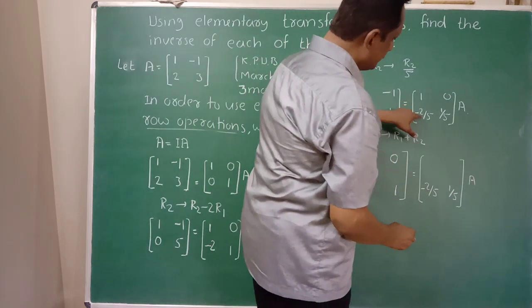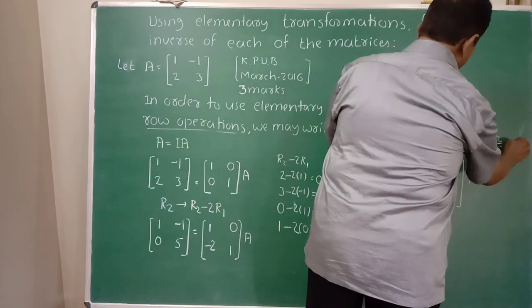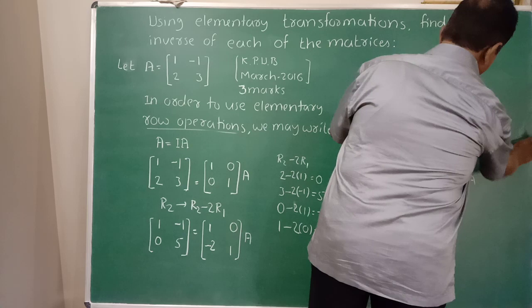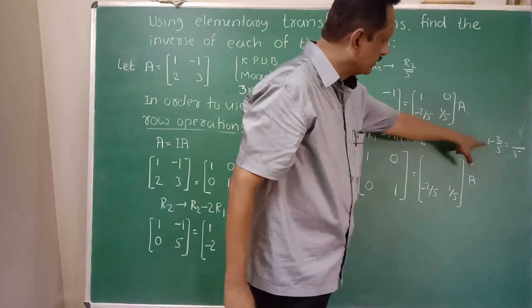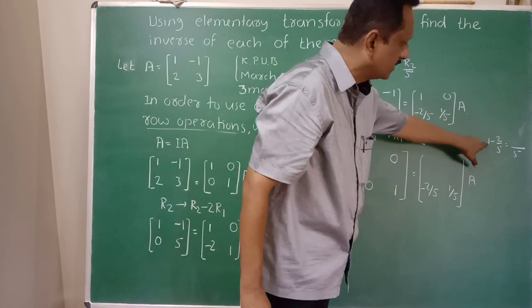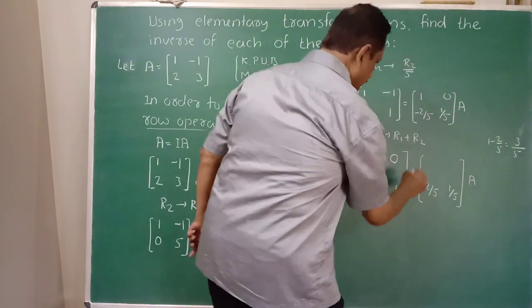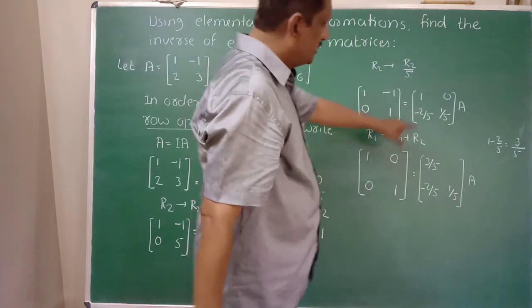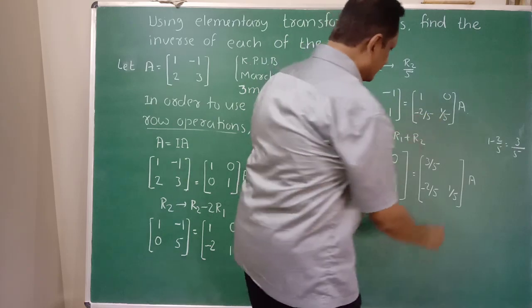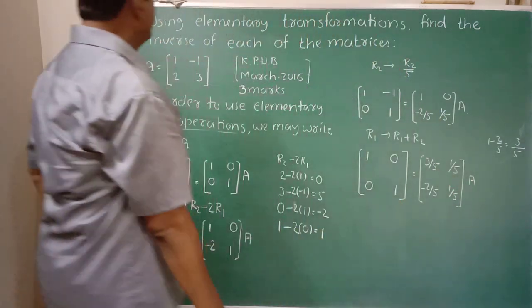Then this plus this means 1 minus 2 by 5. 5 is the LCM, so 5 is the denominator. 1 minus 2 upon 5: 5 ones are 5, 5 minus 2 becomes 3, so 3 divided by 5. Then 0 plus 1 upon 5 becomes 1 upon 5.